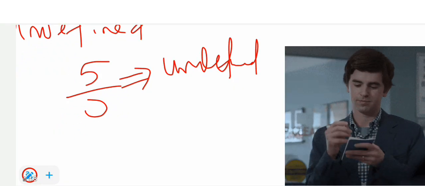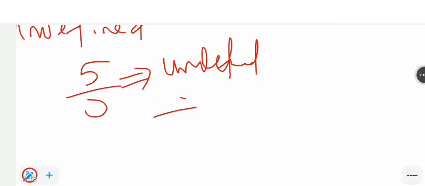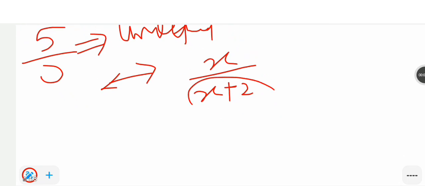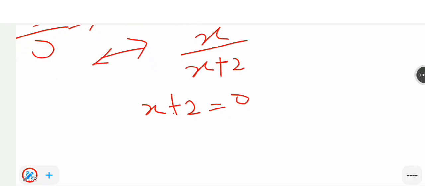So they might give you an algebraic expression and ask what value of x will make it undefined. So you have x over x plus 2, for example, and you are asked what value of x will make it undefined. So you just look at the bottom part and equate to 0. Your concern is the bottom part, the denominator, not the numerator. So just equate this one to 0. So you just write x plus 2 is equal to 0. Then you just solve. So the answer will give x equals -2.